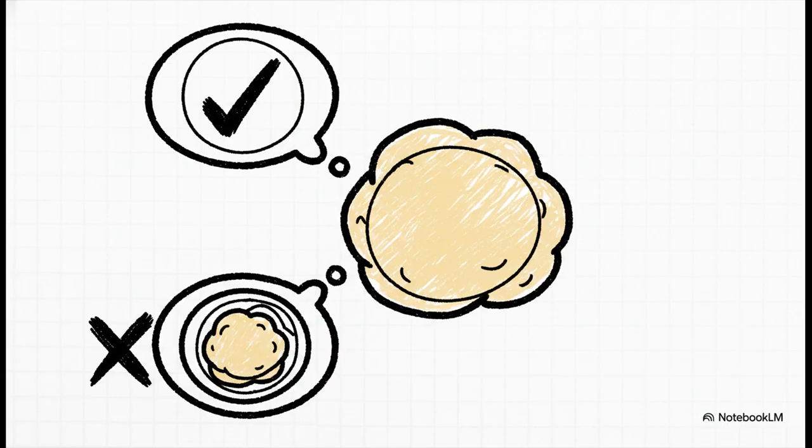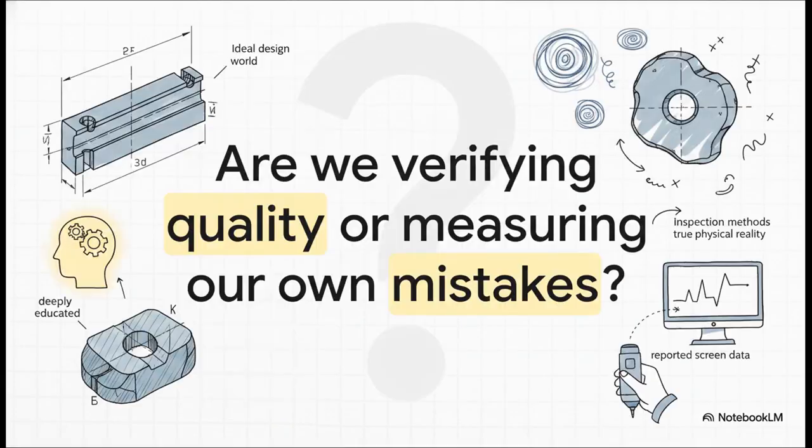As a programmer or an engineer, you have to deeply understand exactly what mathematical method your software is running behind the scenes. All of this brings us to a final, kind of provocative thought I want to leave you with today. GD&T is fundamentally designed to unite the ideal design world with the physical, messy realities of manufacturing. But if our inspection methods or our datum setups or even our software algorithms are introducing propagated error, are we really verifying the part's quality, or are we merely measuring our own mistakes? The tools we have access to today are undeniably powerful, but they require a deeply educated user to ensure that what we report on the screen actually reflects the true physical reality of the part on the table.